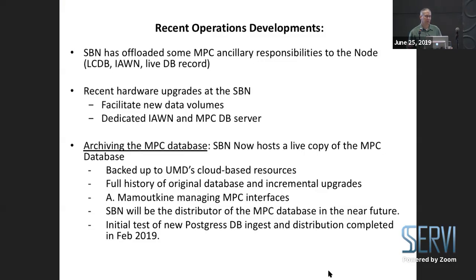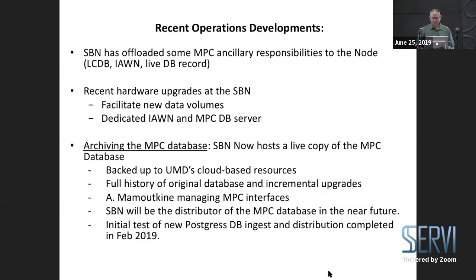Our recent hardware upgrades at the small bodies node have facilitated our ability to take in larger data volumes, but it's also allowed us to dedicate a server to the MPC support functions. And one of these functions, again, is archiving the MPC database. It's backed up to the University of Maryland's cloud, basically a Google Cloud. It has a full history of the original database as we received it, all the way up with the incremental updates.